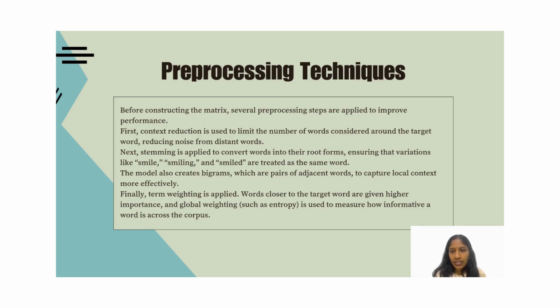The model also makes use of bigrams, which are pairs of adjacent words. Bigrams help capture local relationships between words that may not be evident when considering individual words alone. For example, phrases like New York or high school carry more meaning together than separately. Finally, term weighting is applied to assign importance to words. Words that appear frequently but carry little meaning, such as common stop words, are given lower weight, while more informative words are given higher importance. This helps the model focus more on meaningful features during analysis.